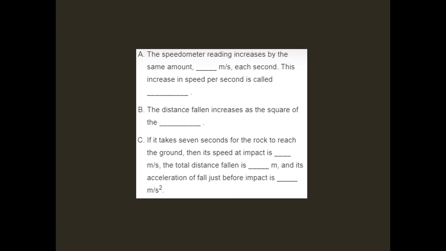So right here we have a couple of stated problems that we have to complete. A: The speedometer reading increases by the same amount, meters per second, each second. This increase in speed per second is called ___. B: The distance fallen increases as the square of the ___. And C: If it takes 7 seconds for the rock to reach the ground, then its speed at impact is ___ meters per second. The total distance fallen is ___ in meters, and its acceleration of fall just before impact is ___, and we have it right there.